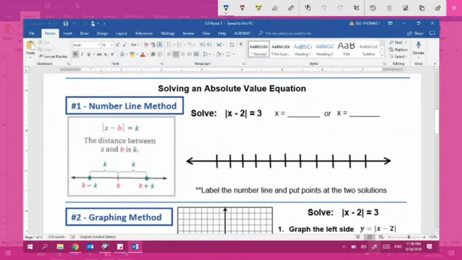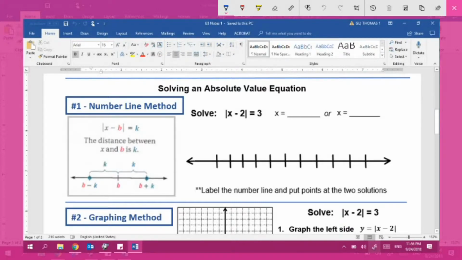If you look here on the left in this box, it tells you that the absolute value of x minus b is going to equal k. The distance between x and b is k. That's pretty much what that's saying. And then you got a little graphic right here. It tells you exactly where to put all your numbers on the timeline. So let's take a look at our equation. We're trying to solve absolute value of x minus 2 equals 3.